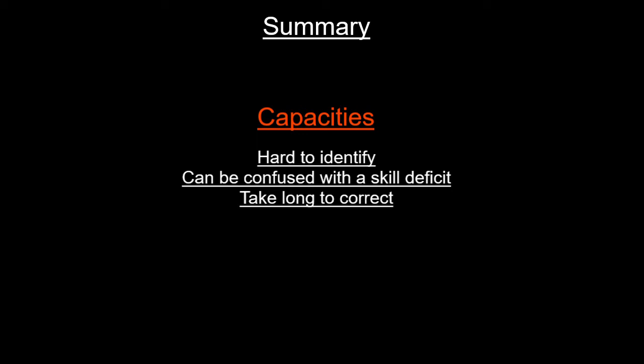in the technique. Also, capacities seem to show more when the skill deficits are fixed, as it is often the case that the reason why the athlete carries out the skill in a wrong manner is due to a hidden capacity issue. They also take much more time to correct, and it is often down to the athlete putting in the effort themselves to fix the problem.